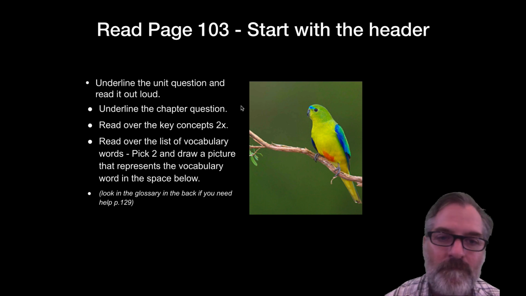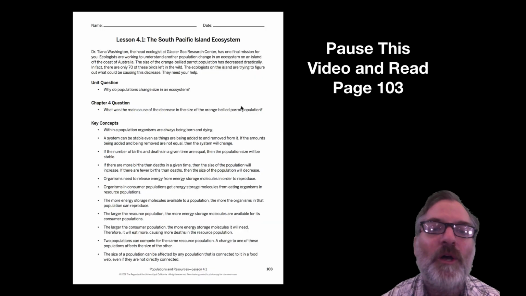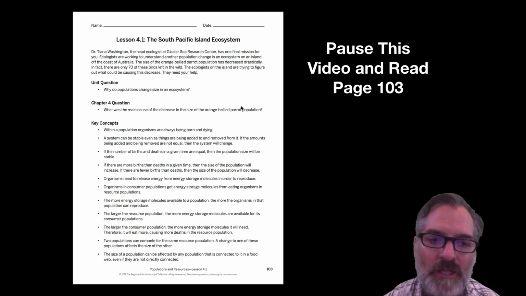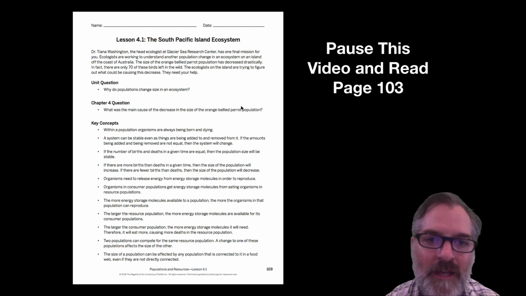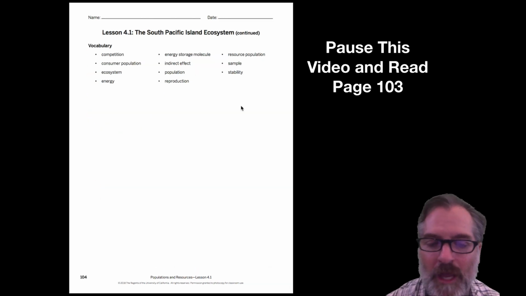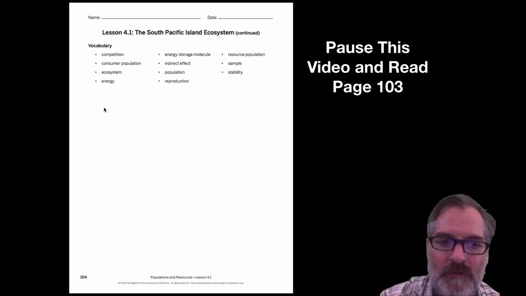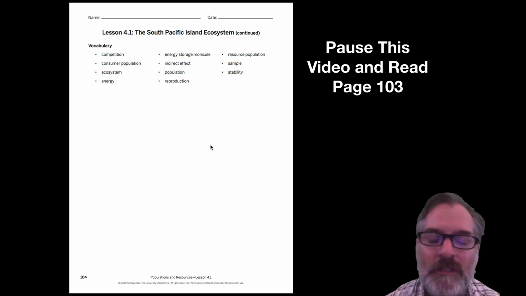So here we are on 103. Pause the video and go ahead and read over all the questions and concepts. All right, now that you've done that, and you've gone over the vocabulary, this is where you're going to put your 2 drawings of any of these 2 vocabulary words, right? Stability, maybe. You could put someone on a teeter-totter, and maybe it's stable, okay?